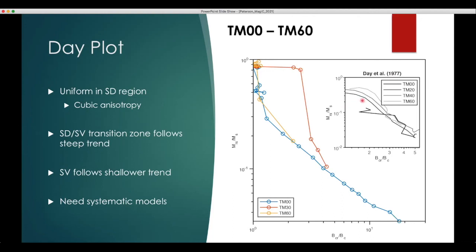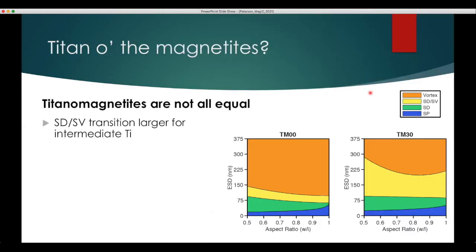That kind of matches a little bit what's seen in some of the early data from Day et al. But this is something that needs to be looked at in more detail, because the grain sizes that they were looking at originally are much, much larger than what we're looking at. But overall, we need to do a lot more modeling of the hysteresis to get a systematic change in the properties.